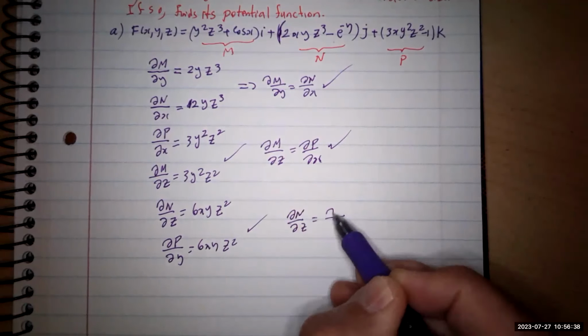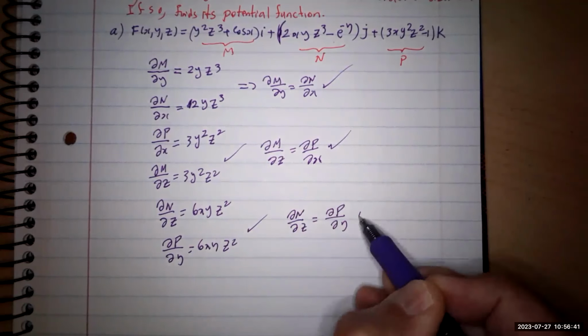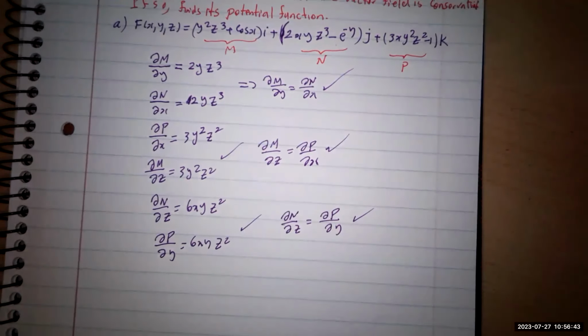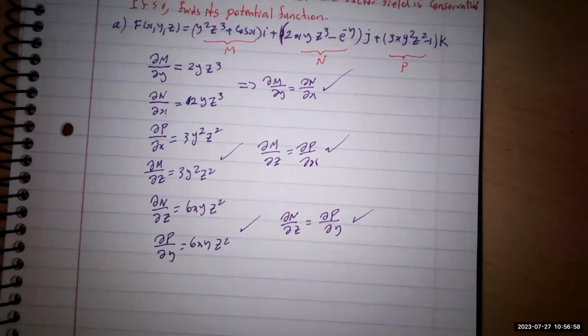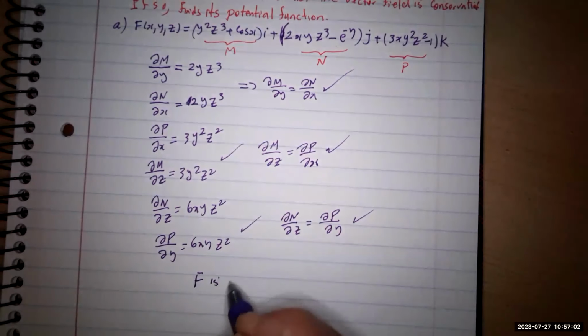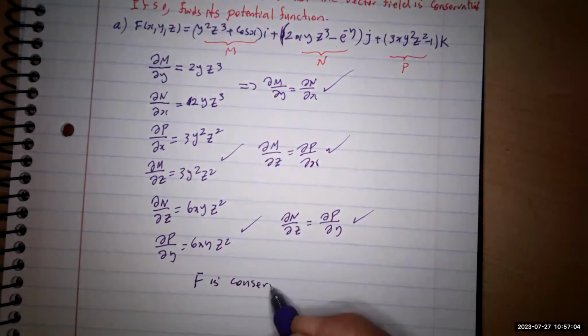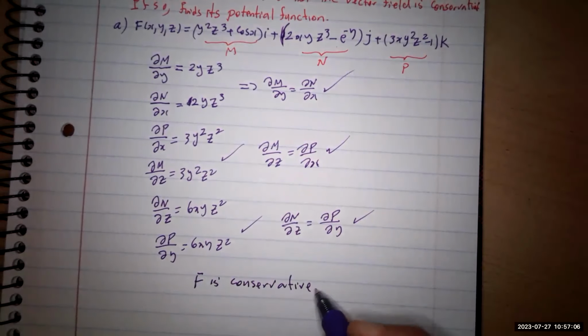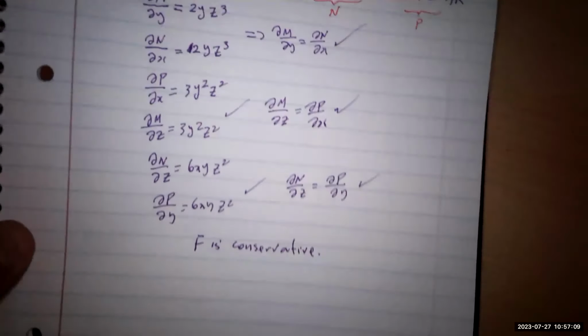If you can find the potential function, this means automatically that your force is going to be conservative, but you better check it first. I just did this one so that you can see it. So the conclusion is that this force F is conservative. The next step is to find the potential function.